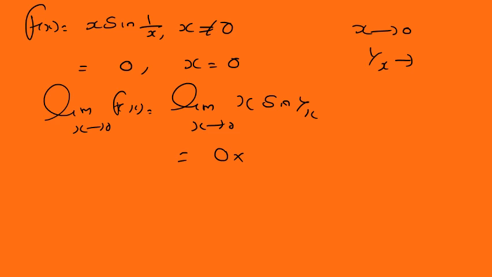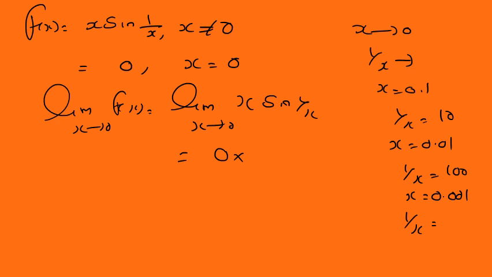എത്ര വരും? x 0.1 ആണെങ്കിൽ 1 by x 10 വരും. x 0.01 ആണെങ്കിൽ 1 by x 100 വരും. x 0.001 ആണെങ്കിൽ 1 by x എന്ത് വരും? 1000 വരും അല്ലേ? അപ്പൊ x ന്റെ വാല്യൂ കുറയുന്നതിനനുസരിച്ച് 1 by x ന്റെ വാല്യൂ കൂടിയല്ലേ വരുന്നത്? അപ്പൊ 1 by x ന്റെ വാല്യൂ മാത്തമാറ്റിക്കലി പറഞ്ഞാൽ ഇൻഫിനിറ്റിയിലോട്ട് പോകും. 1 by x tends to infinity.